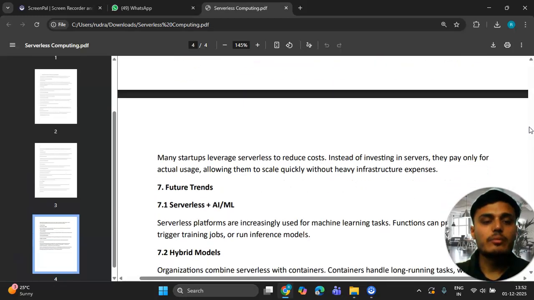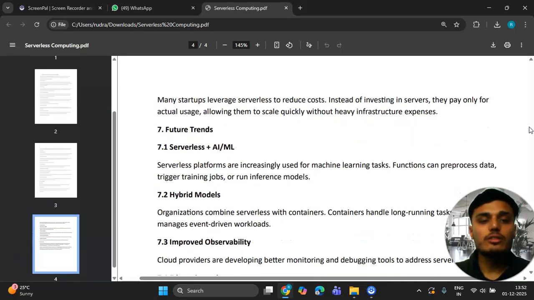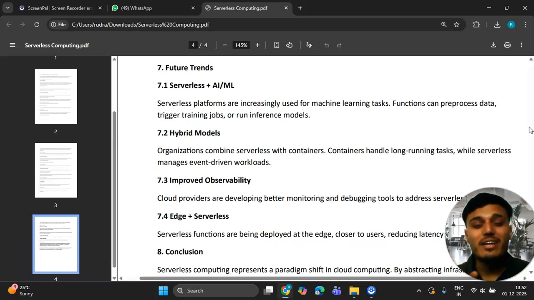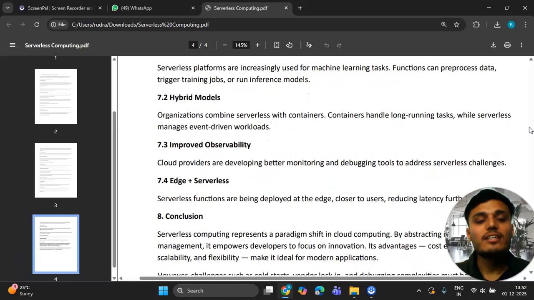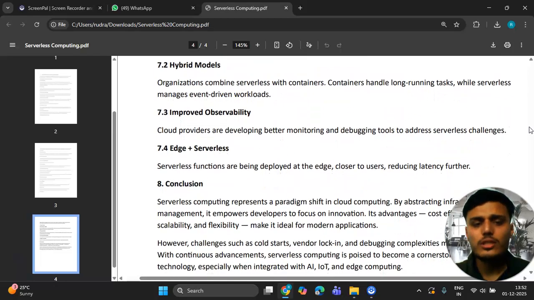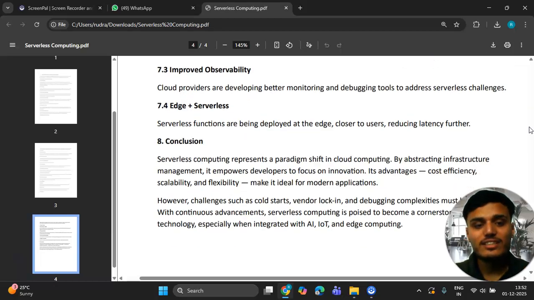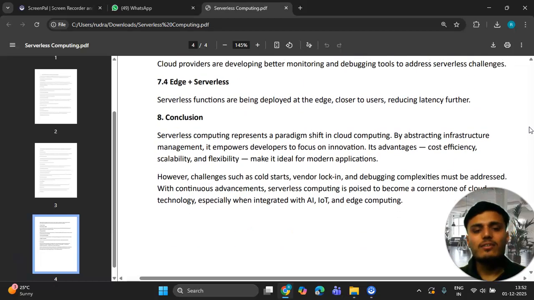It also helps small startups. Many startups leverage serverless to reduce cost instead of investing in servers. The future trends are serverless plus AI/ML, hybrid models, improved observability, and edge plus serverless. The conclusion is that serverless computing represents a paradigm shift in cloud computing by abstracting infrastructure management.